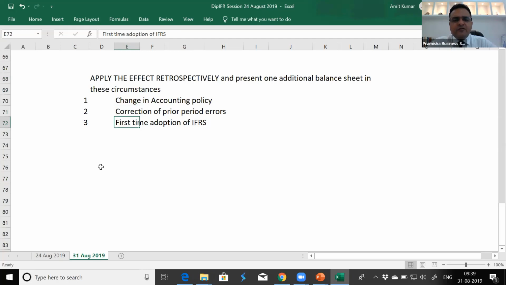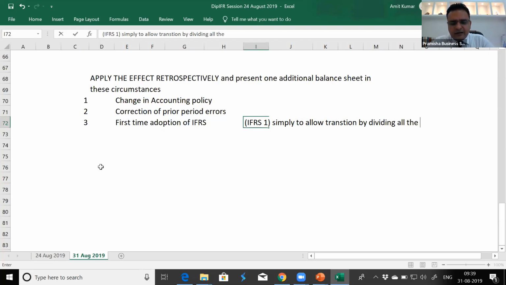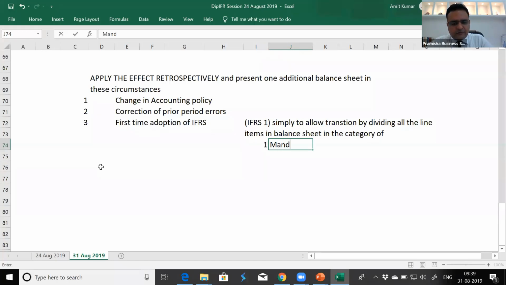In the case of first time adoption of IFRS, to make our life easier, they have introduced a standard known as IFRS 1 simply to allow transition by dividing all the line items in the balance sheet in the category of mandatory exemptions and optional exemptions to apply the retrospective effect.